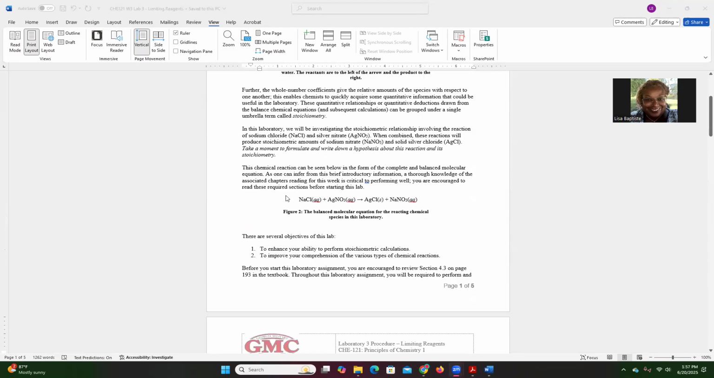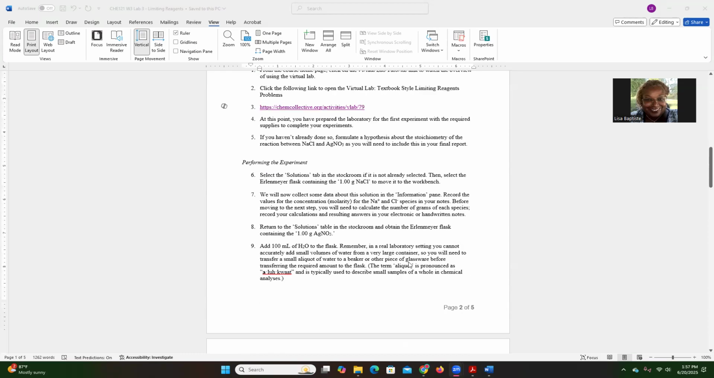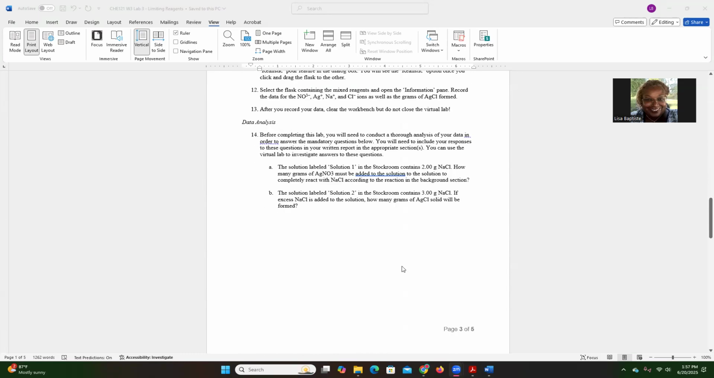Looking at the equation, we see that everything is balanced. We have one sodium on both sides, one chlorine on both sides, one silver on both sides, one nitrogen on both sides, and three oxygen on both sides. So we know it's completely balanced. All the coefficients are 1. That means we have 1 mole of sodium chloride for every 1 mole of silver nitrate, AgNO3. We're going to need that for our equation. So let's do the equations. Let me get my pen back.